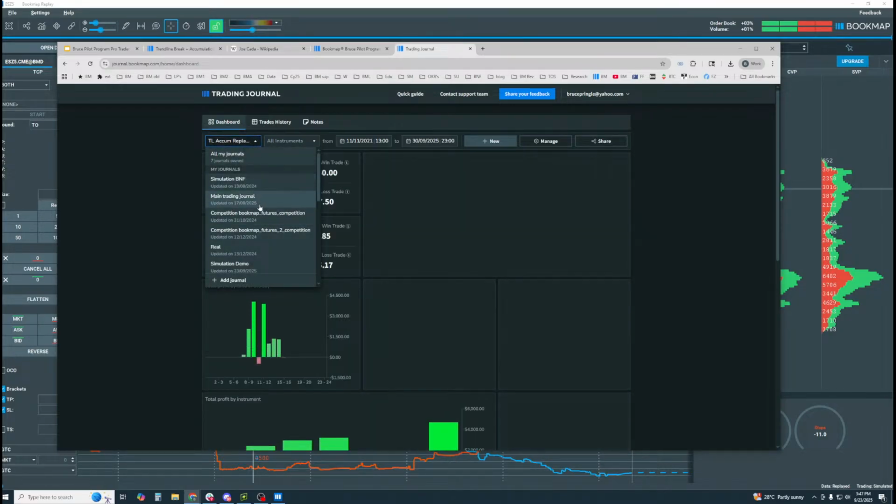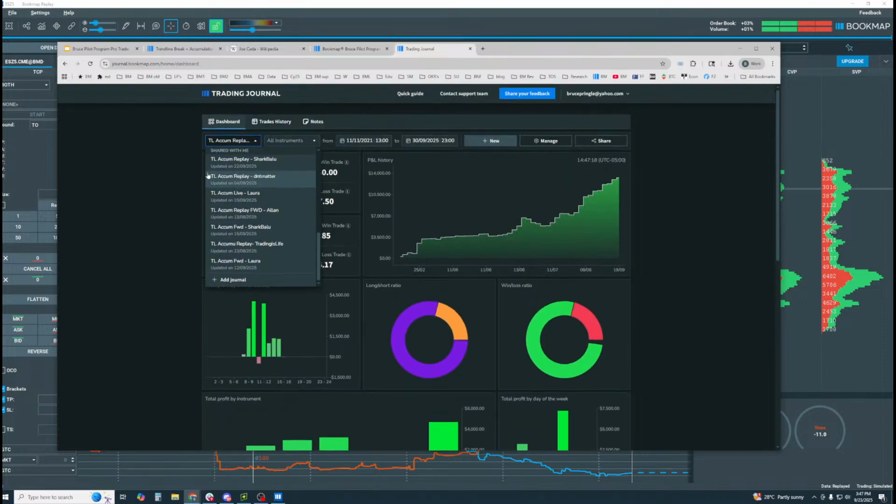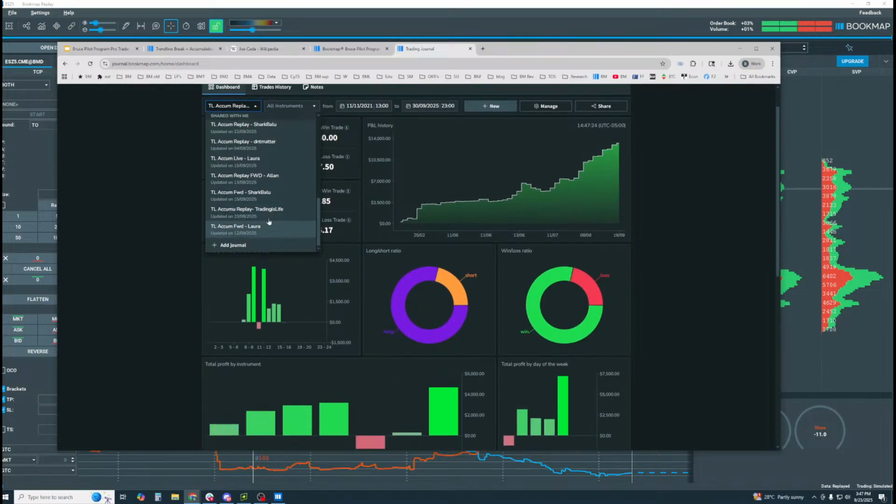Now we can share journals. As you can see, we can share journals. I have Alan's, Laura's, DNT's, Shark's, Trading is Life. Laura, I have 3 of her different journals. She's trading live. She has the forward testing. She has the replay mode. And I've got some of the new guys in here as well. Duzman, I've got Alexander, and I need to get the rest of your guys' journals in here so I can give you feedback and give feedback to each other as well.